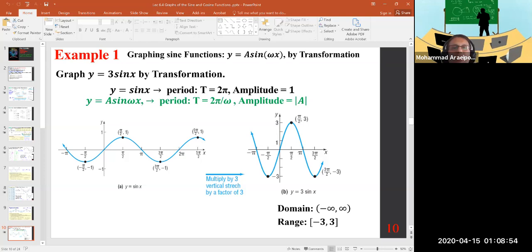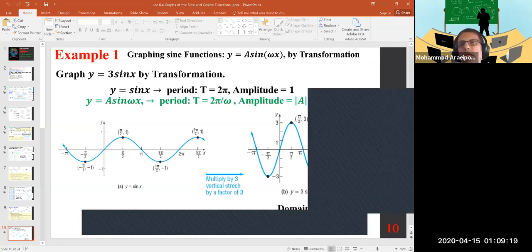Everything else remains the same. The range, which was originally from -1 to 1, changes to -3 to 3. So this is the synopsis of what we have done. Now I believe this was the last question we did, and I'd like to move on. So let me pause the recording, making sure everybody is in good shape, and then we take it from there.